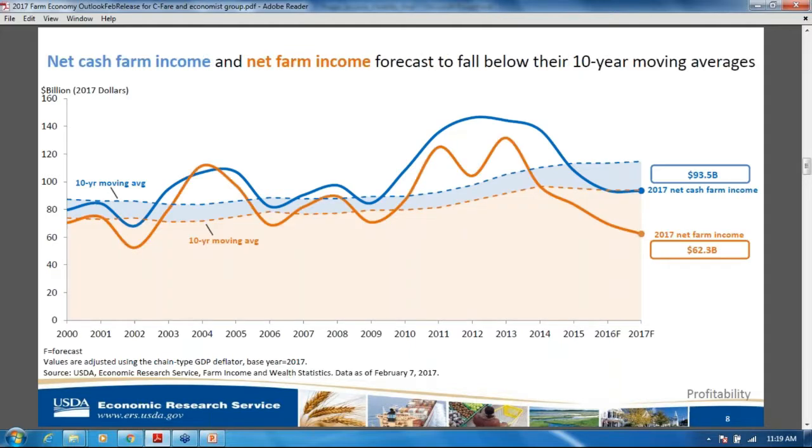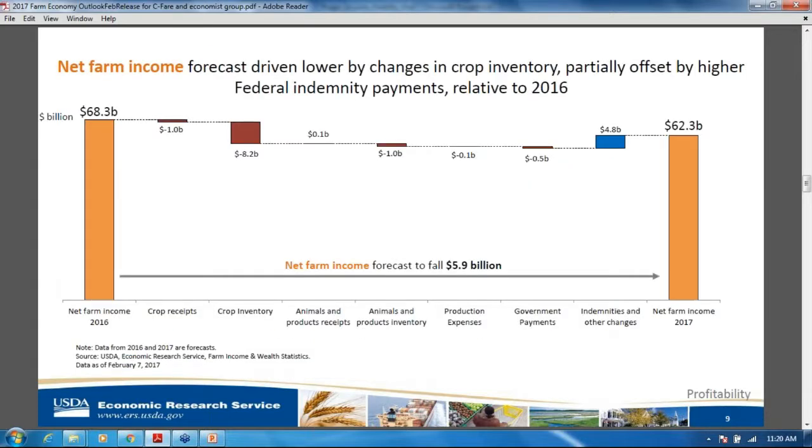And I've layered over on top in orange the net farm income. The difference between net farm income and net cash income is that net farm income includes non-cash income and expenses. So things like value of inventory change and economic depreciation get included in net farm income, but not net cash income. Net farm income is forecast at $62.3 billion in 2017, and this is down from 2016. But the story over the long term is very similar to what's happening with net cash farm income. I'll take a little deeper dive into net farm income, the forecast in 2017, and how it differs from 2016.